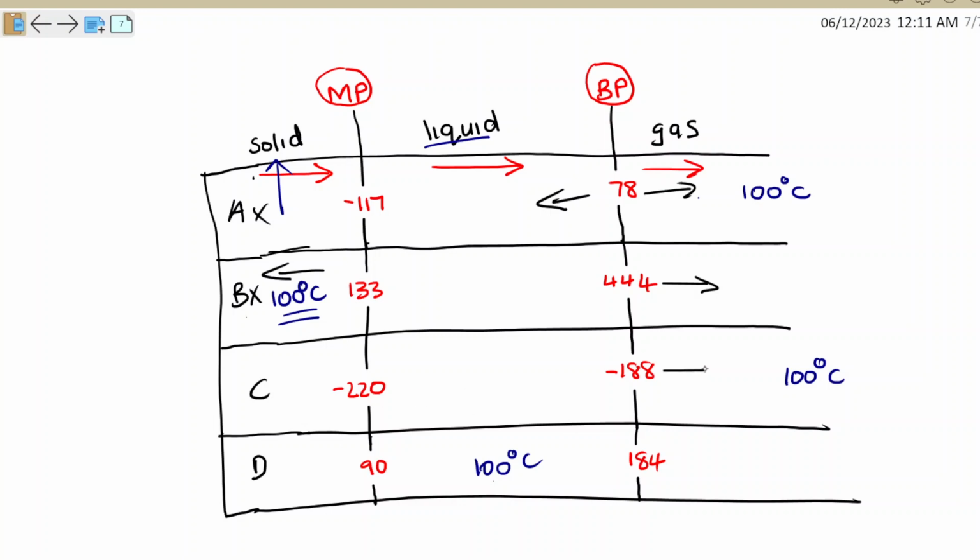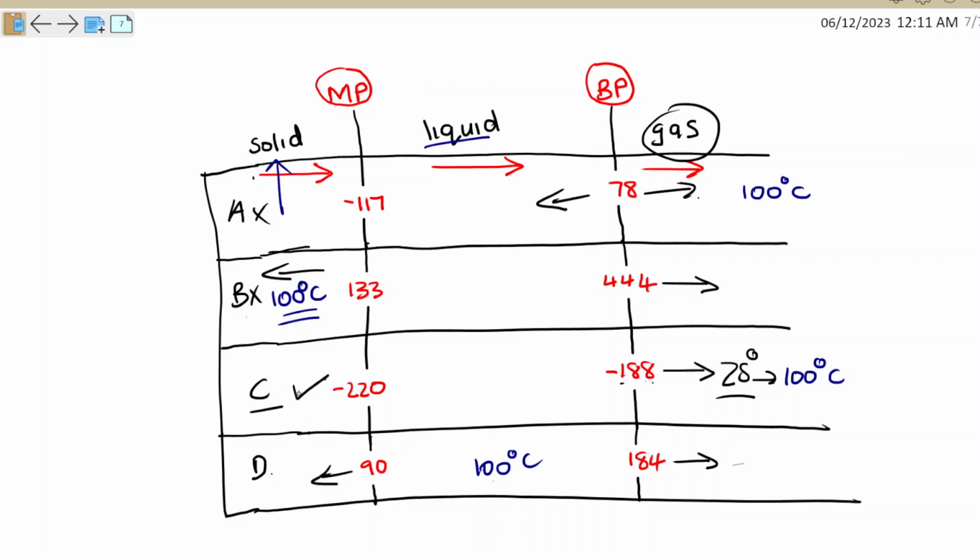Look at C. C, we can have 25 above negative 188. 25 can be somewhere here going further to 100. So that means substance C is a gas at 25. D, above 184 you cannot get 25. 25 must be somewhere here below 90.